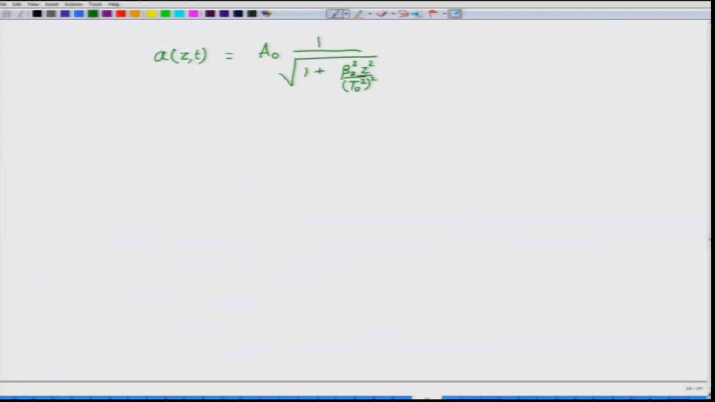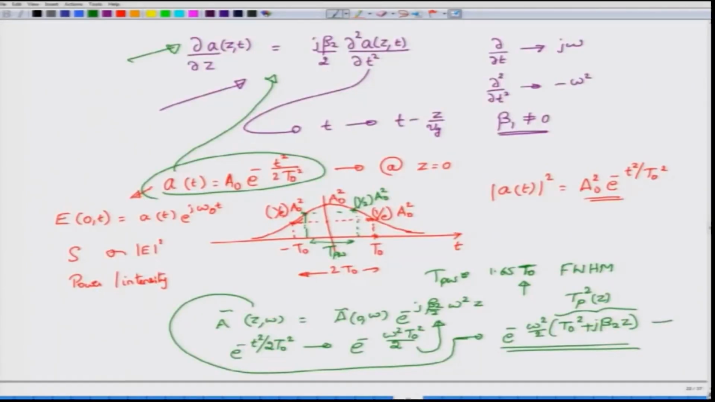Okay. So, you might be confused as to why I am not writing t 0 to the power 4, but there is a reason why I am not writing it; I will come to that reason very shortly. So, this is what you actually have: 1 plus beta 2 square z square by t 0 square, whole square. This is the amplitude of the pulse, of course, because there is a term sitting here, and this has to be inverted out there.